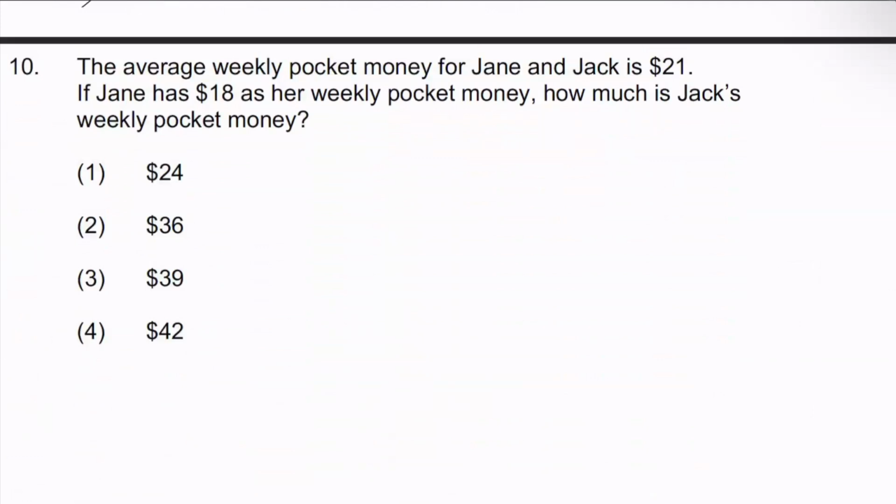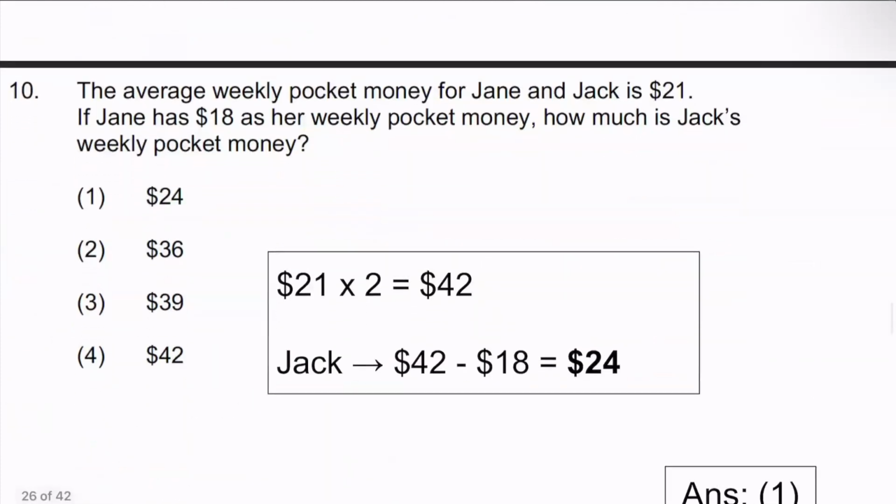The average weekly pocket money for Jane and Jack is $21. Okay, keyword here is average. If Jane has $18 as her weekly pocket money, how much is Jack's weekly pocket money? So the average for Jane and Jack is 21. Therefore, you do 21 times 2, because there are 2 people, Jane and Jack. So 21 times 2, you get 42.